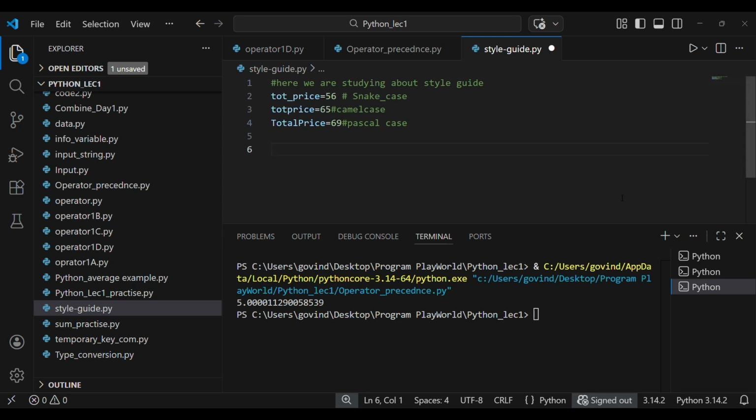Hello, all right. So today we are going to study the style guide. What is a style guide?